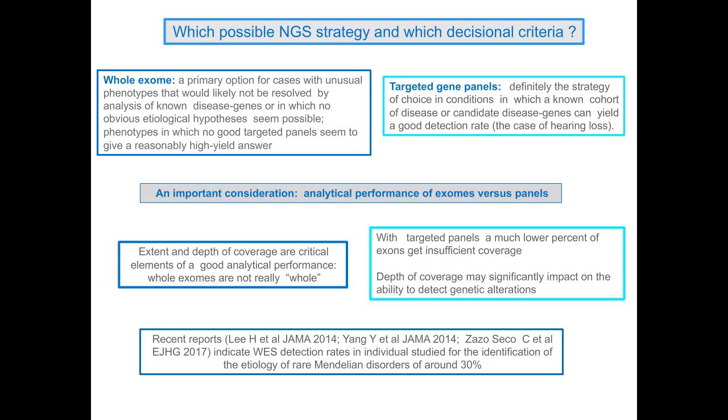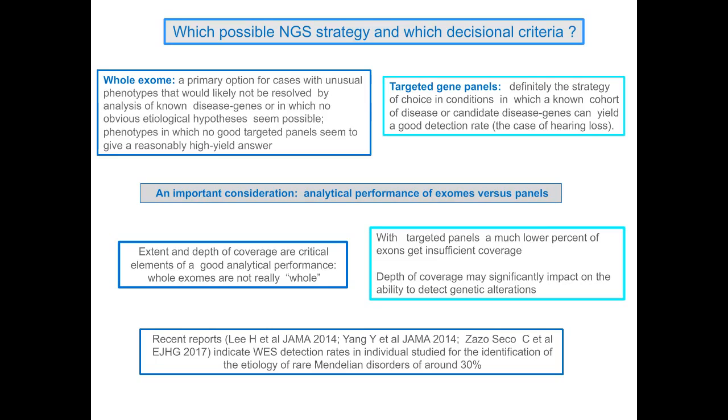The first one is a primary option for cases with unusual phenotypes, phenotypes that would likely not be resolved by analysis of known disease genes, or in which it is not possible to hypothesize obvious etiologies. Phenotypes that have no good targeted panels that seem to give a reasonably high yield answer.